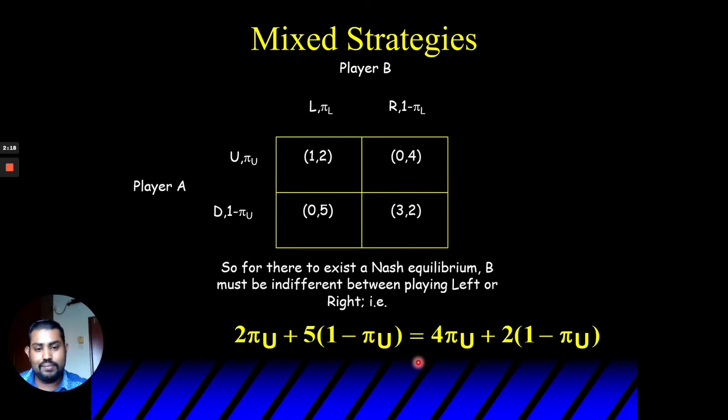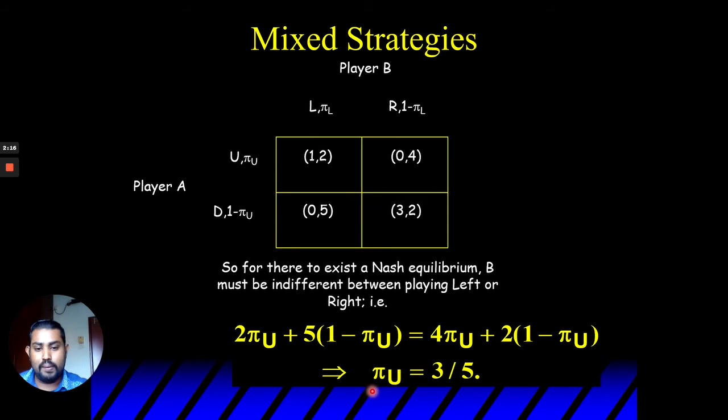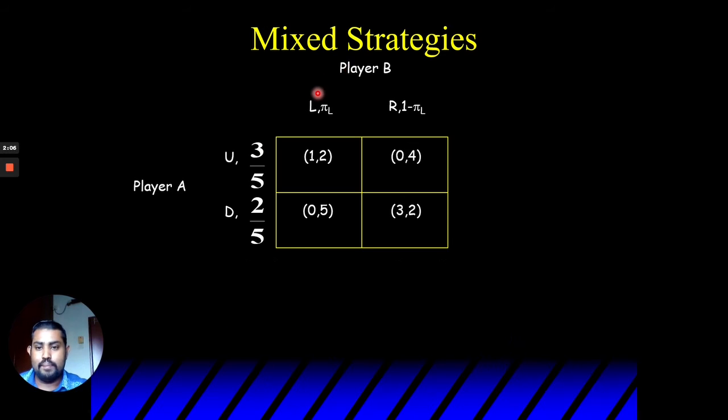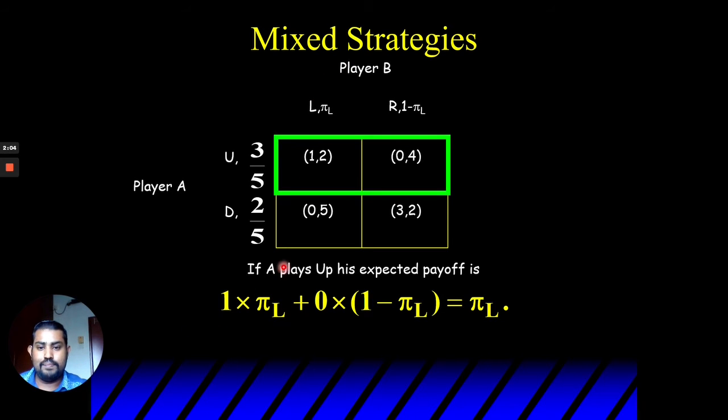And finally from here you can find the probability of pi U is 3 over 5. Definitely if this one is 3 over 5, this one will be 2 over 5. The same method we're using for player B. Okay, look, if player A plays up, his expected payoff will be 1 times pi L plus 0 times (1 minus pi L), which equals pi L.